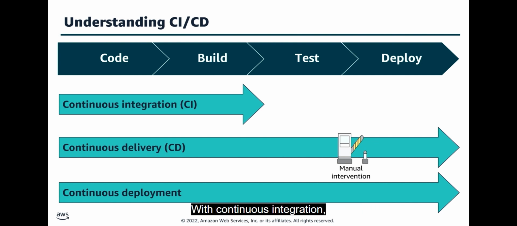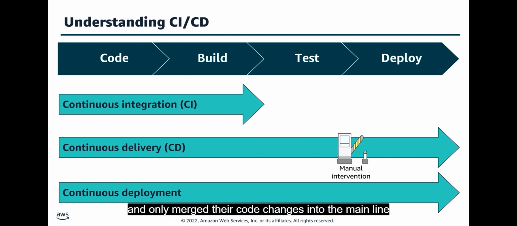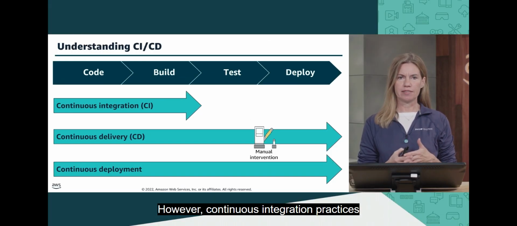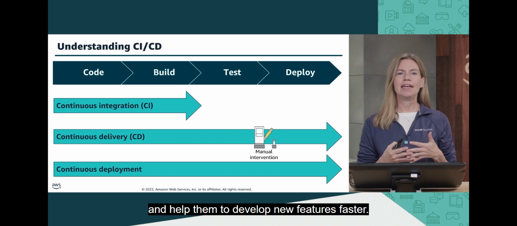With continuous integration, each change is verified with an automated build and test process. In the past, developers worked in isolation for an extended period and only merged their code changes into the mainline or parent branch after their feature was completed. Batching changes made it difficult to merge the business logic and also the test logic. However, continuous integration practices have made teams more productive and helped them to develop new features faster.